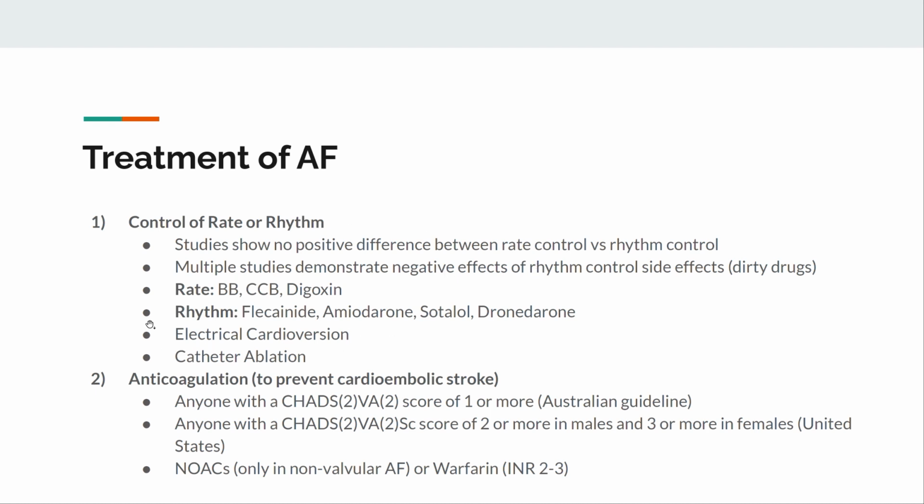Electrical cardioversion can be done. There are certain timelines for that, based on the chance of whether or not there's a clot in the heart. And then catheter ablation, I'll show on another slide. Interestingly, the prognosis of people with AF and heart failure at the same time is better if they have catheter ablation compared to rate or medical rhythm control.